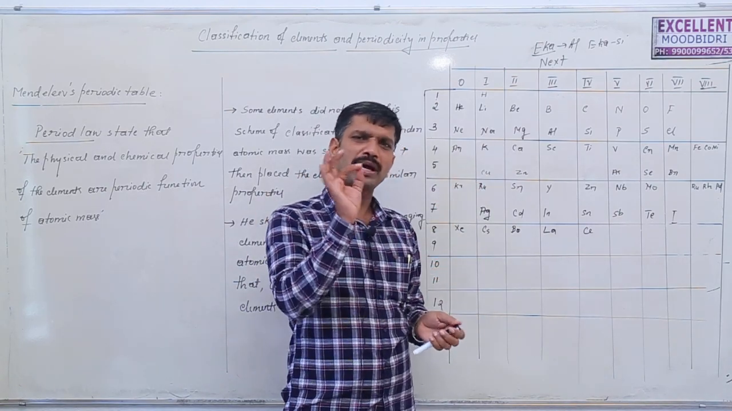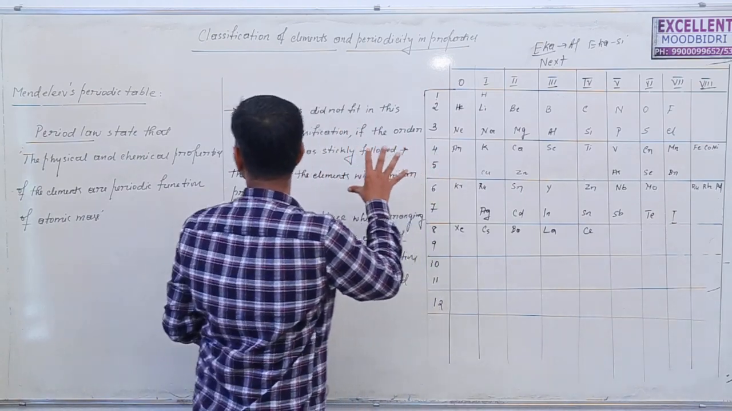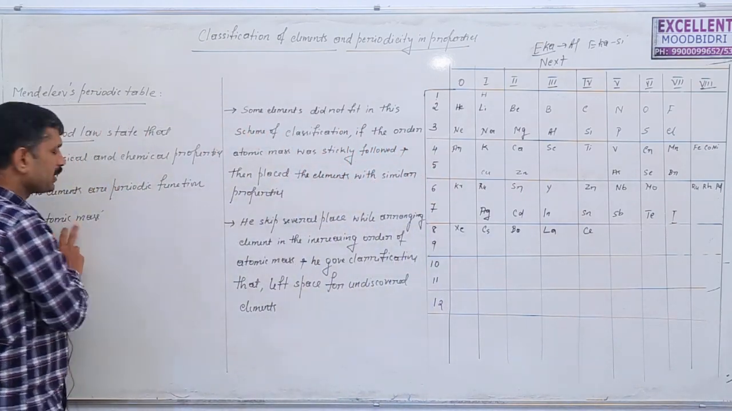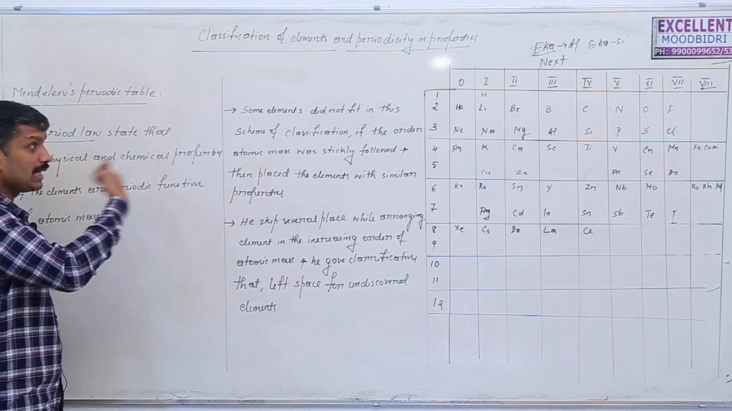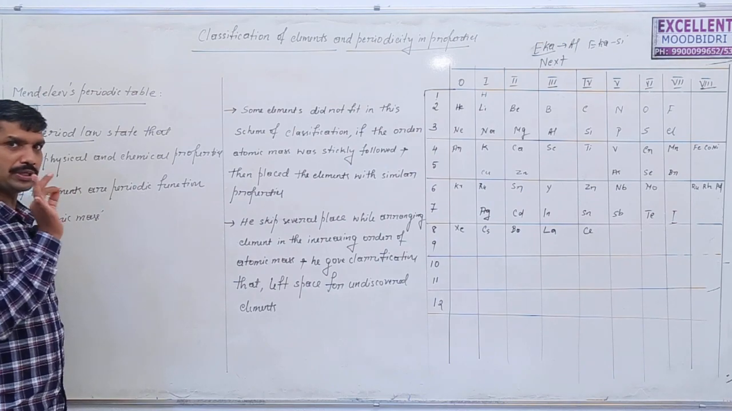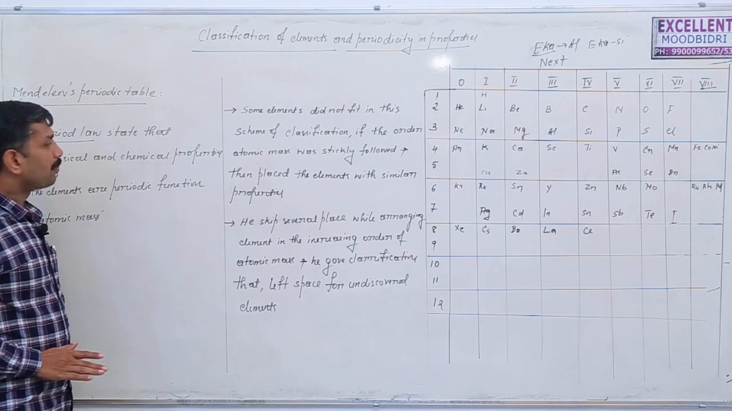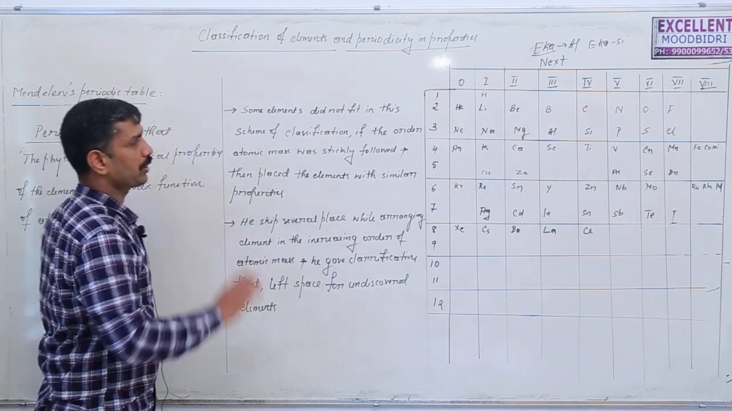But the main drawback of this table is that it is based on atomic mass. This is the main drawback. But later the modern periodic table was developed. The modern periodic table is mainly based on atomic number, not on atomic mass. So this is about the Mendeleev periodic table.